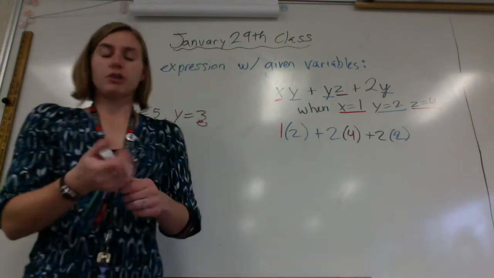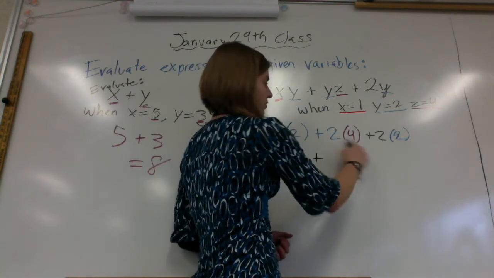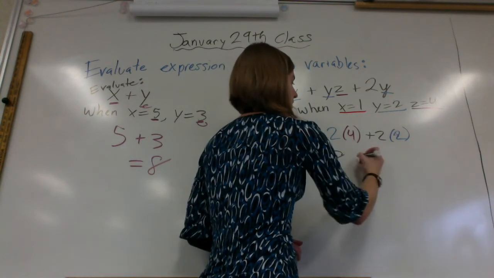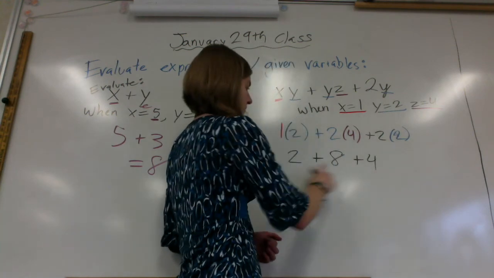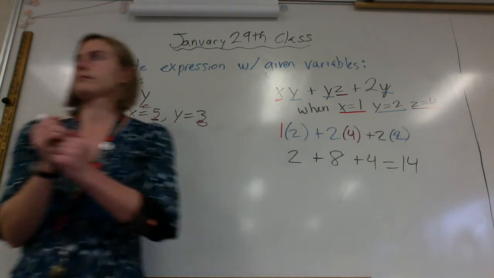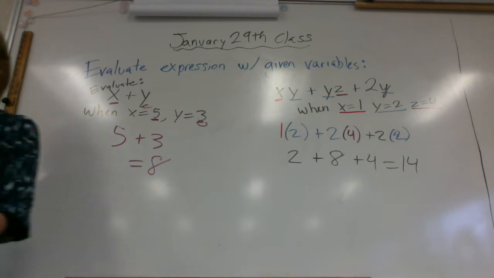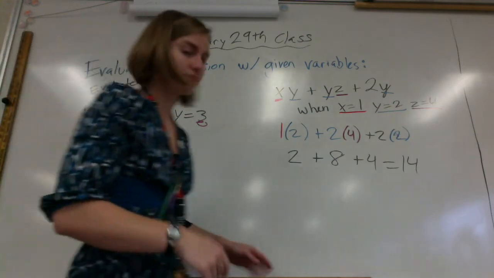All right, then we just go through and solve. 2 times 1, or 1 times 2 is 2. 2 times 4 is 8. 2 times 2 is 4. And then you just add those up, and yep, you get 14. How do we feel about this? Feel okay? Do we need more examples? No? We're good? Okay.